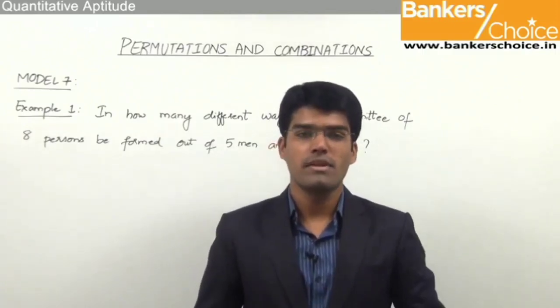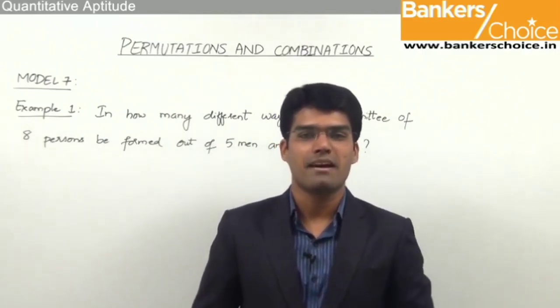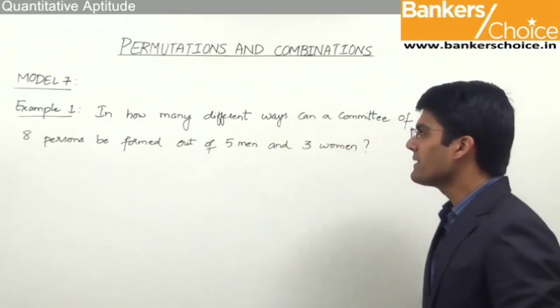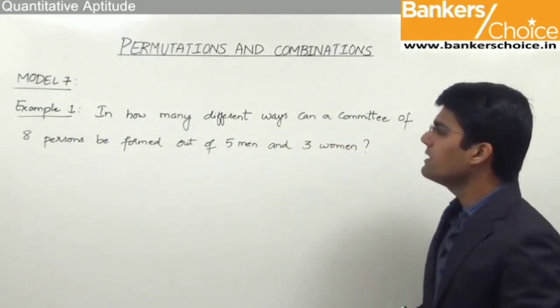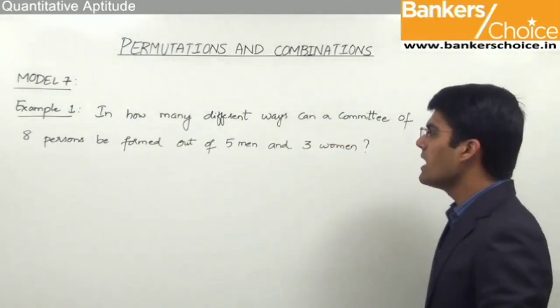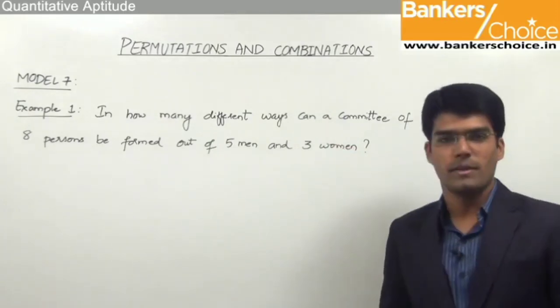So let us see some applications of this formula, that is nCr. The first example here is, in how many different ways can a committee of 8 persons be formed out of 5 men and 3 women?